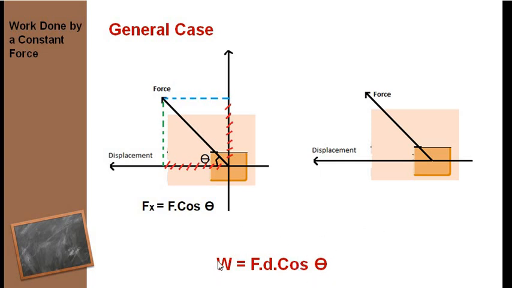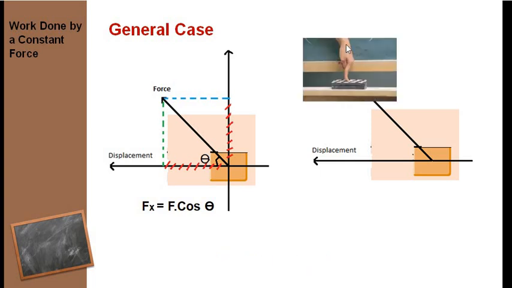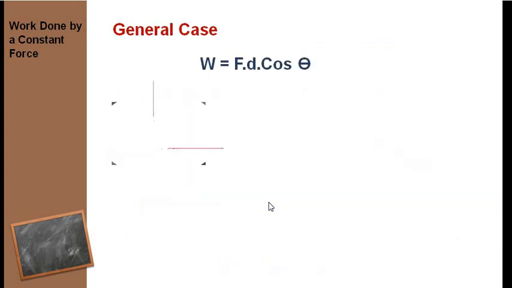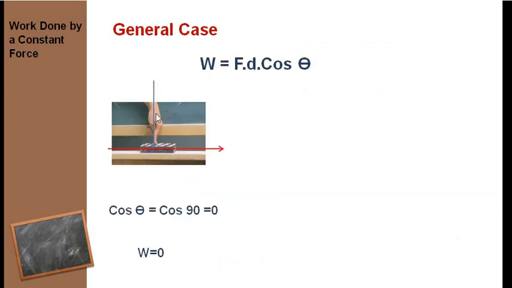Now, this law is the general one. This law covers all cases. It covers the case where the force is perpendicular to the displacement, and the case where the force is parallel to the displacement. To see that, let's look at these two examples. In this case, we have a force which is perpendicular to the displacement. It's obvious that the angle between the force and the displacement equals 90 degrees. And as you know, cosine 90 degrees equals zero. If we substitute that in this law, we find that W equals zero.